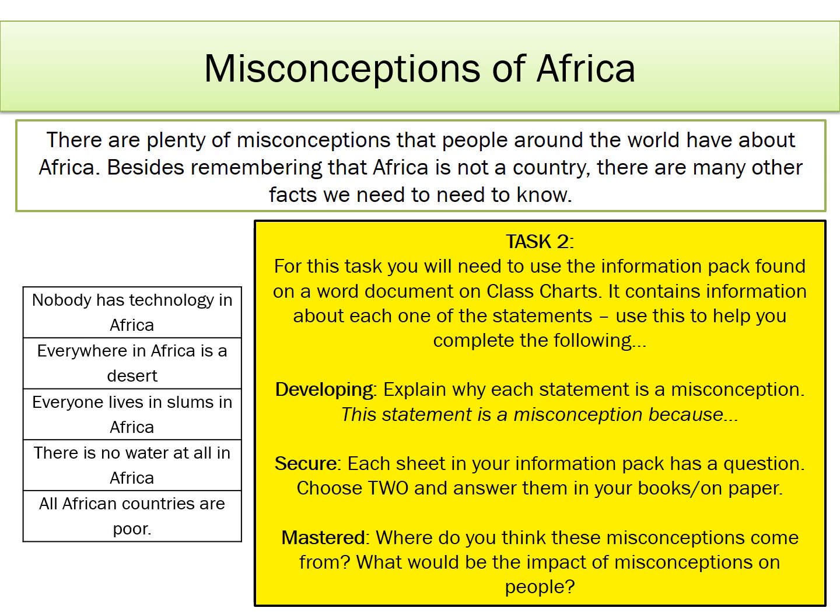For the mastered activity, can you also complete the developing task first and then choose one of these mastered questions to consider? The first one says, where do you think these misconceptions come from? In other words, how do you think people around the world end up believing that these things are true? And the second question says, what would be the impact of misconceptions on people? So for people living across Africa, what would the impact of these misconceptions be for them? Can you now pause the video, open up the resource pack and use it to complete your tasks, please?